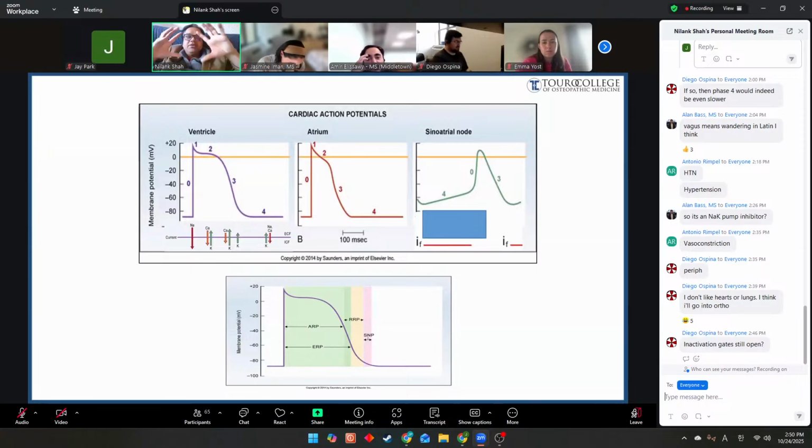Okay, let me make it more simple. Because you are still very close to threshold, right? If you are here, you are close to threshold, right? You are still far from RMP, right? So that will make it easy to make the cell more excitable. You see my point, right? It's clear now?